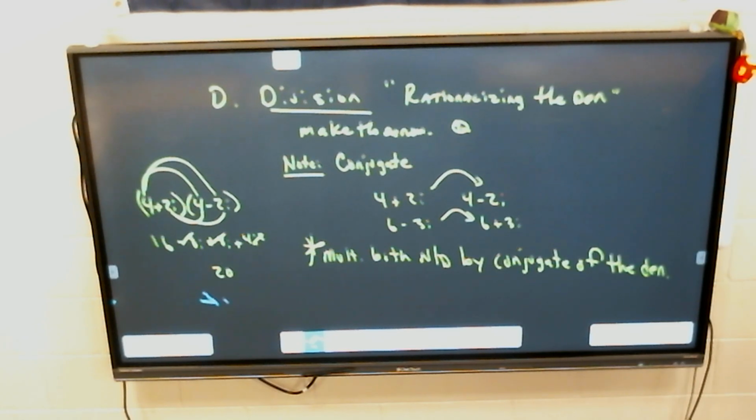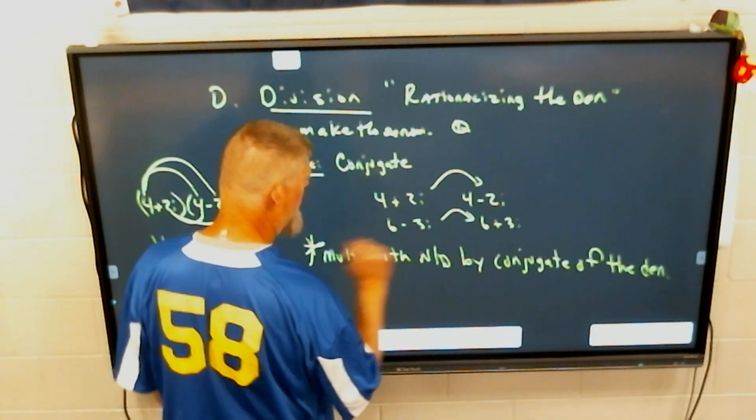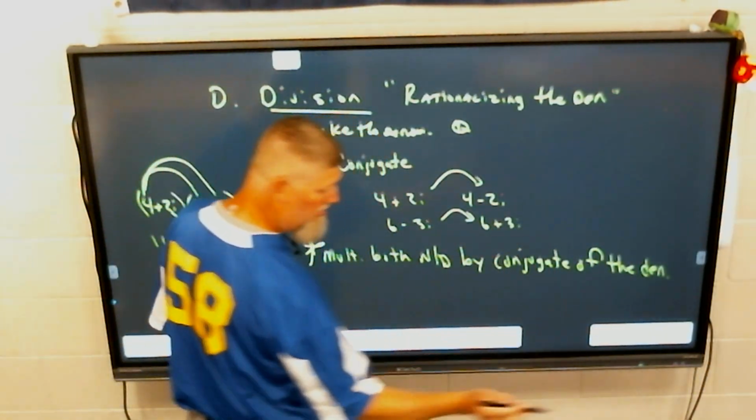Wait, so where's the denominator on 4 plus 2i? There's not, I was just showing you examples of conjugates. That's just how we find conjugates. Okay. So let's give you one. Are we good?